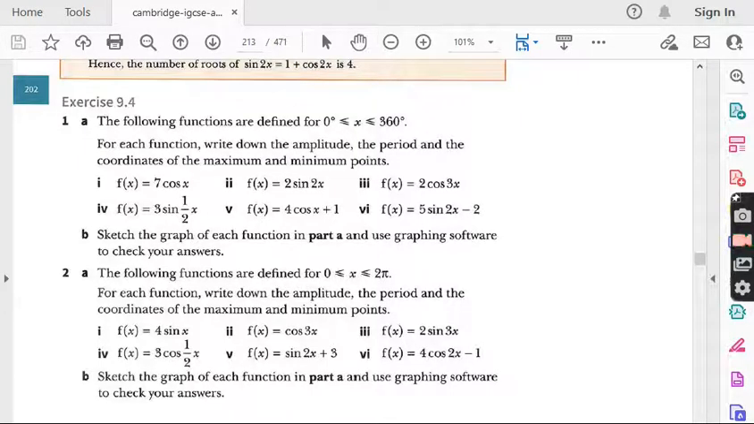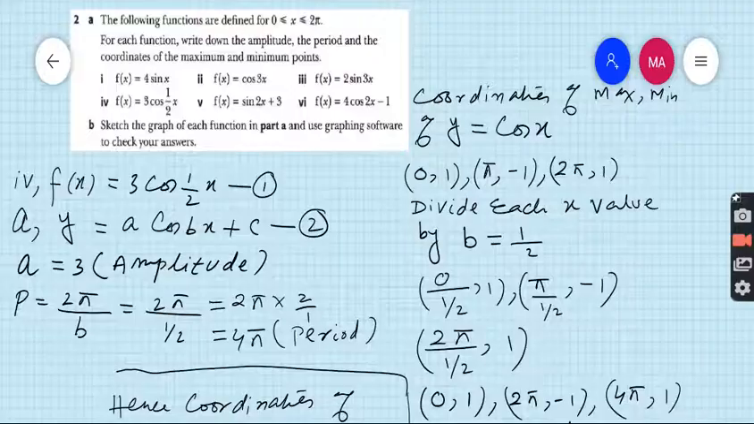The question is, you can see on the screen, question number 2: the following functions are defined for 0 to 2 pi radians. For each function, write down the amplitude, the period and the coordinates of the maximum and minimum points.